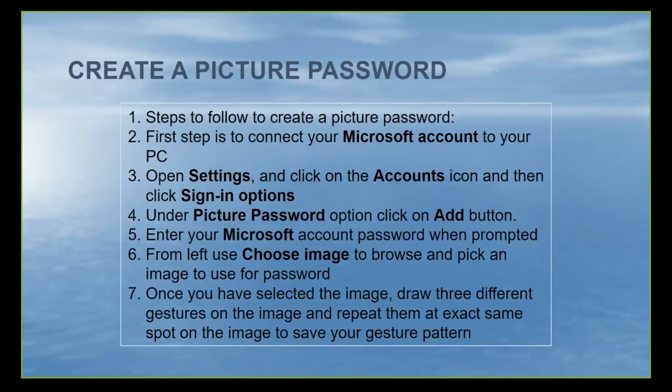is to first connect using your Microsoft account to your PC, and we did that. And then I showed you where under accounts, you go into the sign-in options. I showed you that. And then under the picture password, you hit the add button. Once you hit that add button, it's going to ask for your Microsoft account password. And then it's going to ask you to choose the image, and you can also browse and pick out any image that you wish to use for your password.